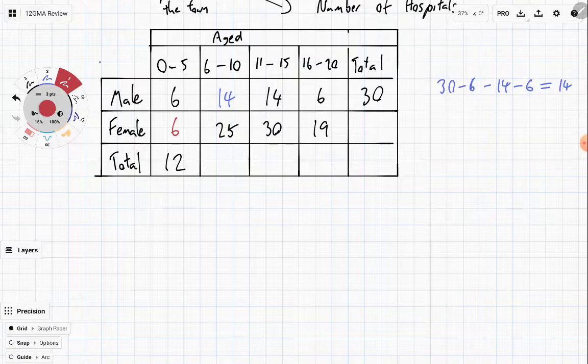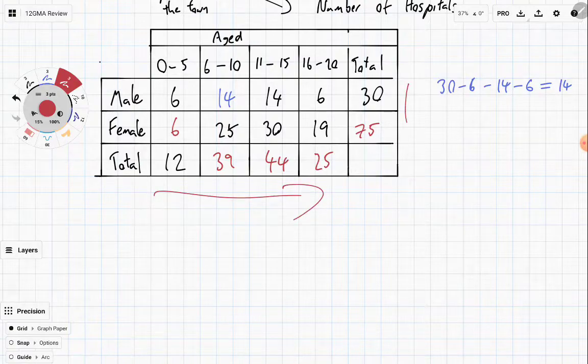So we can go 6 plus 25 plus 30 plus 19. It's going to be 75. And then we can start adding downwards. So we get 39, 44, 25. And we can add up both this way, and we should be getting the same total of 105. This should be 80, sorry. And so the total should be 120.